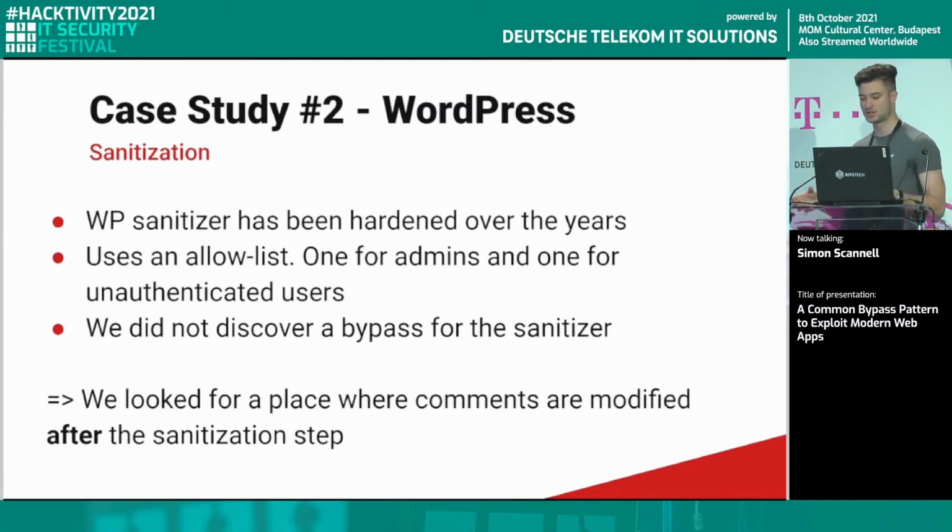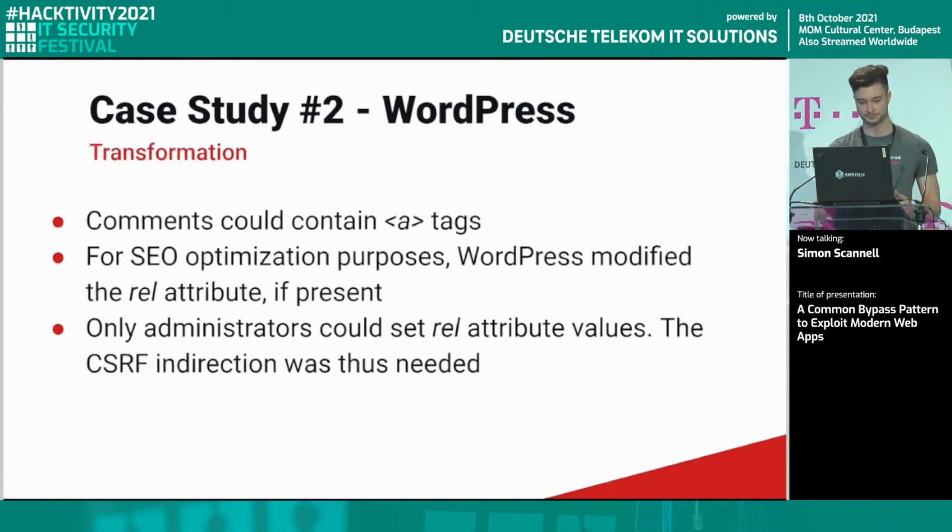And we looked for places where comments are modified after the sanitization step. So normally when you submit a comment in WordPress, it's being submitted and then it's being sanitized. And then there's a couple of filters acting on it where you could use WordPress plugins to modify the comment. Then it's saved in a database. And finally, when someone views it, it's just being displayed without being sanitized again.